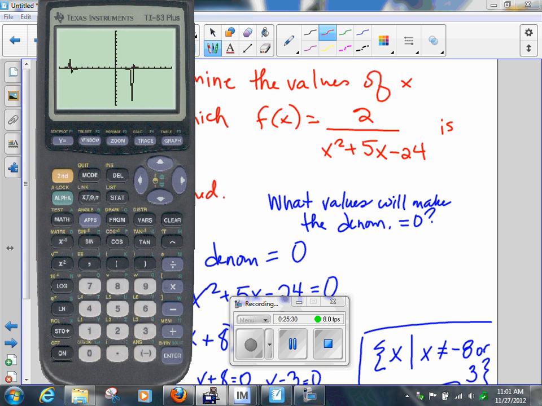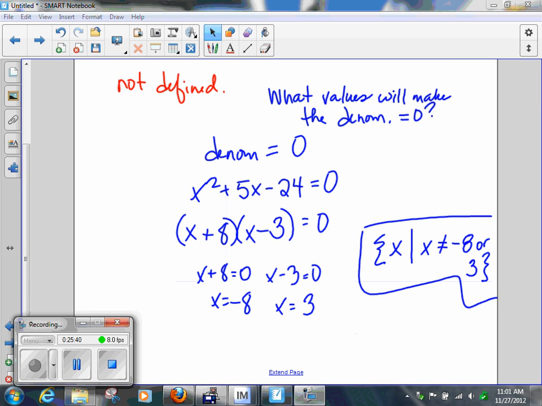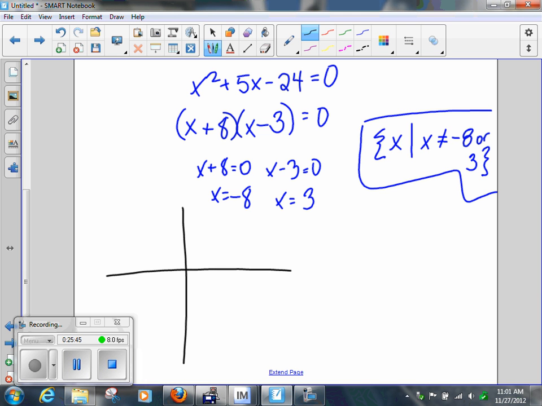Look right here. If you were to eyeball this graph, folks, what is going on? If I wanted to graph this on paper, which we want to do, these lines that you're seeing, I want you to put a dotted line at x equals -8. And we're also going to put a dotted vertical line at what? At x equals 3.